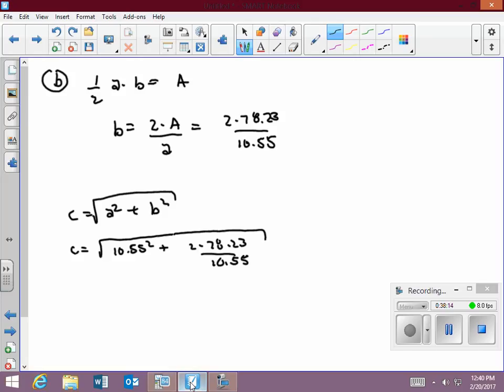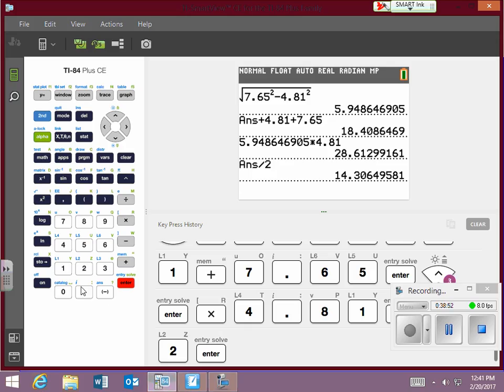Then the perimeter should be A plus B plus C. So it's going to be 10.55 plus, we go up and highlight this, right? And then we highlight this thing. Okay. See if we can remember how to do this.